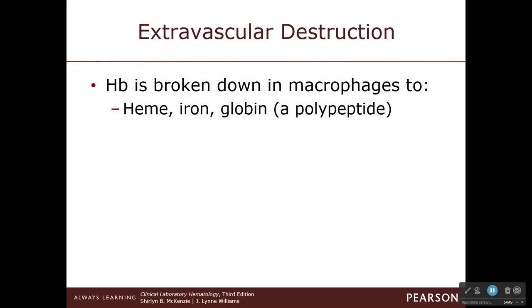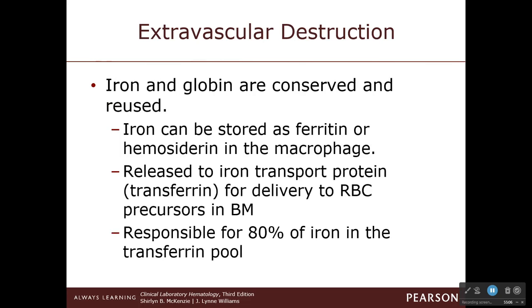Globin, of course, is a polypeptide chain. So basically what happens, globin gets broken down into its primary state. It gets broken down from quaternary, tertiary, secondary, and back into primary. So it's basically just a bunch of little chains of amino acids. Iron and globin are conserved and reused.